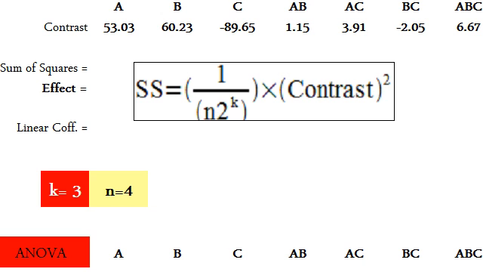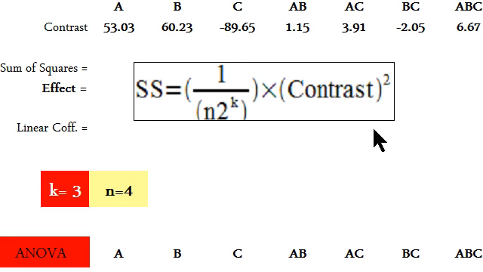In a previous video, I showed you how to compute contrast. Now, it's very important that you know how to compute contrast because every single figure we will discuss in this video depends on contrast, such as sum squares, effect, and linear coefficients. So if your contrast numbers are wrong, then everything else will come out wrong.